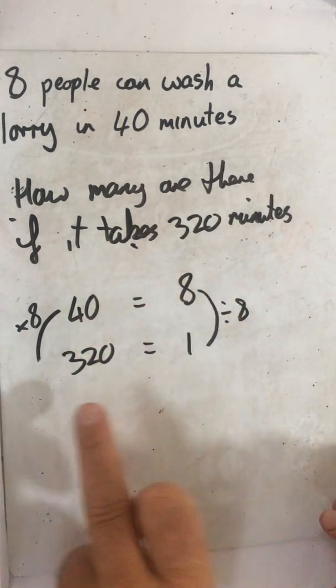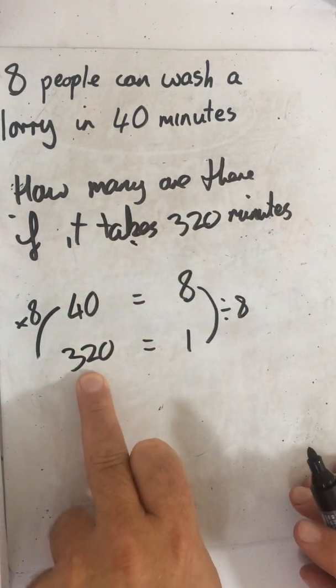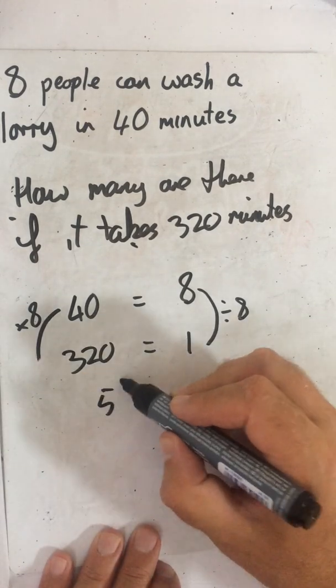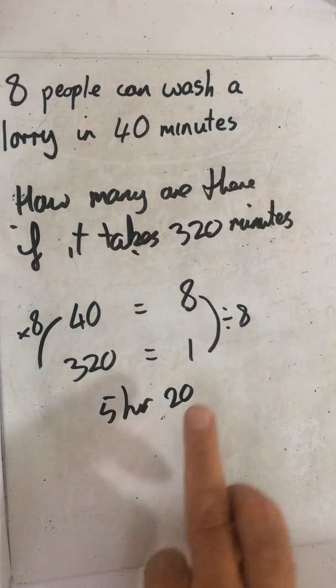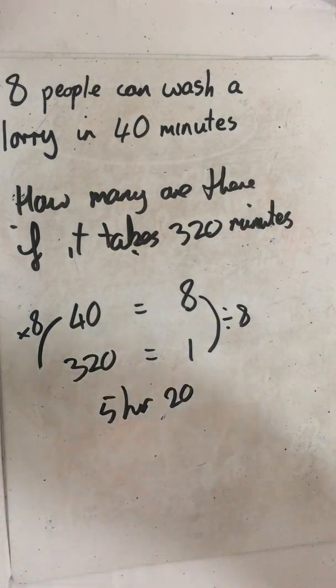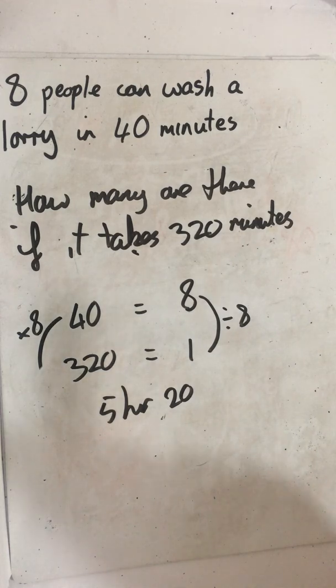8 divided by 8 is 1. So we take one person, 320 minutes. So that's 5 hours and 20 to do it. Okay, so we take one person, 5 hours and 20. Okay, so they are in proportion.